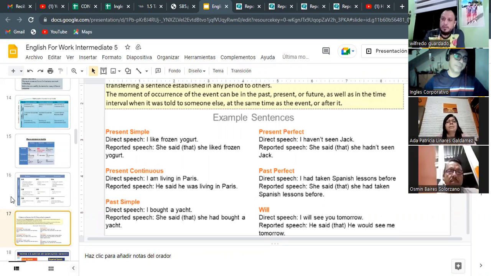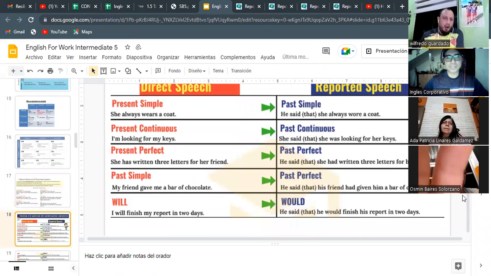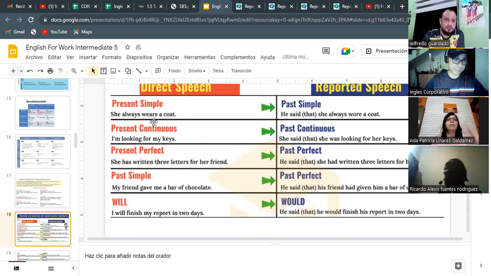Okay, I have another explanation with different examples here. So it's going to be kind of the same. Simple present, she always wears a coat. Remember the rules of the simple present. She always wears a coat. So that is going to go to simple past. She said that she always wore a coat, simple past. So present goes to simple past.